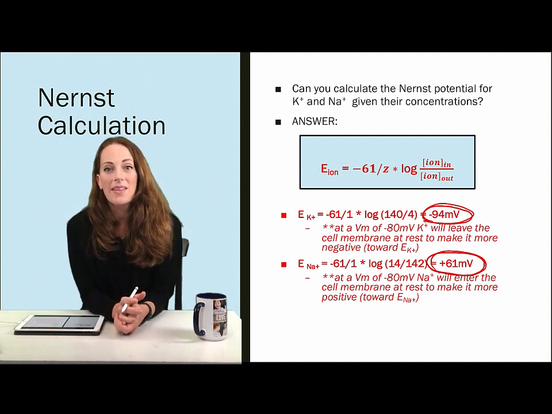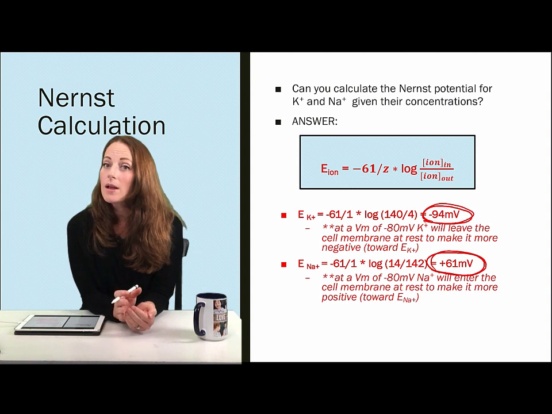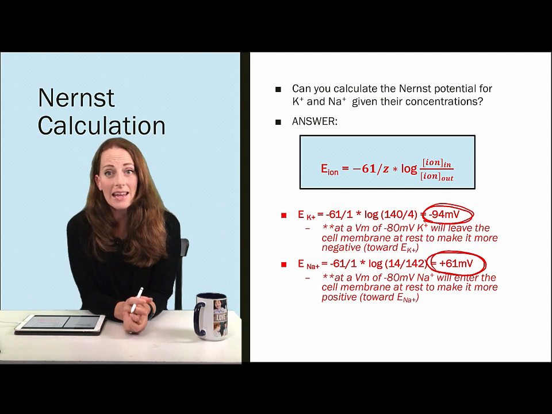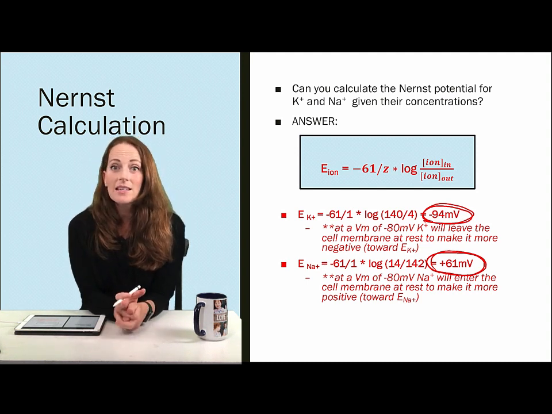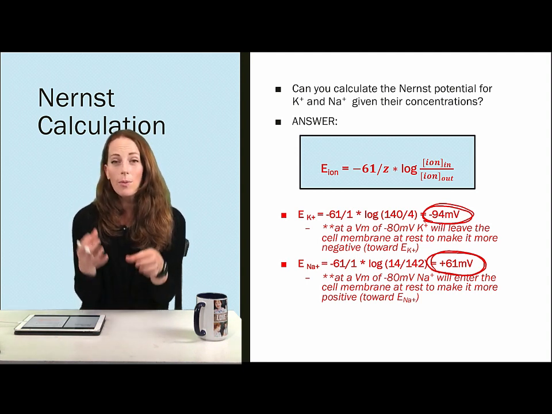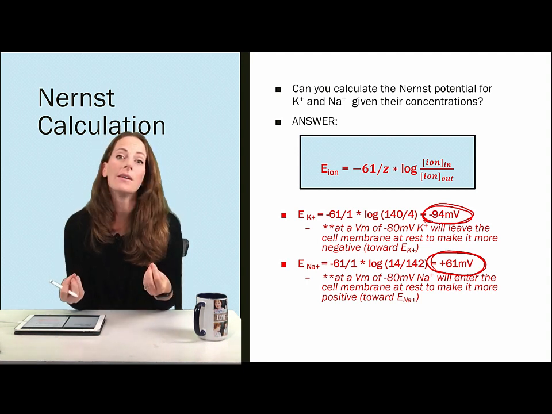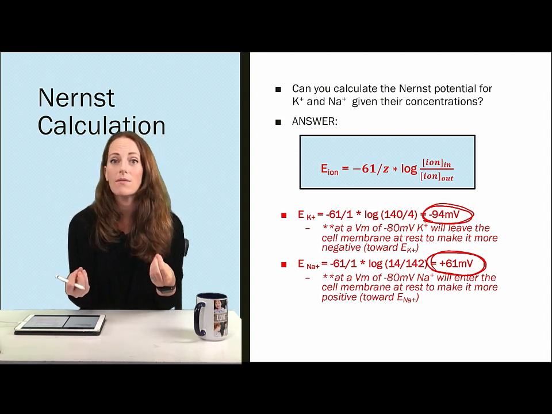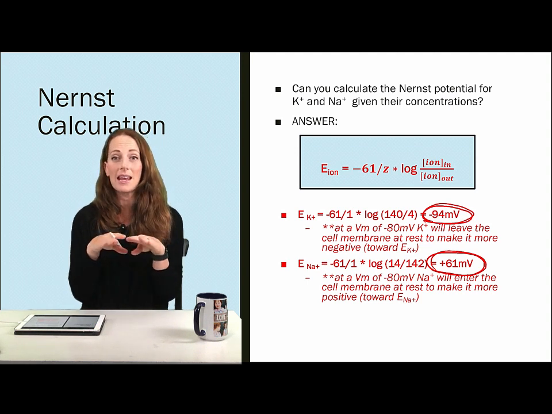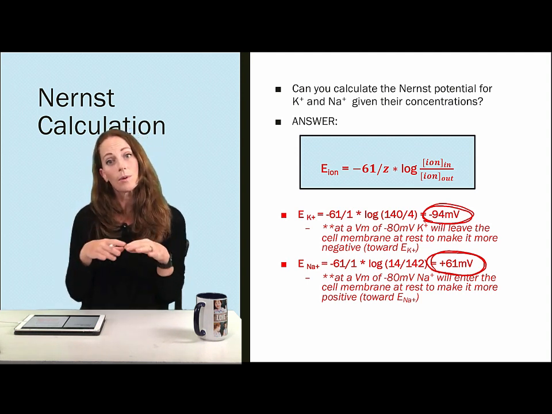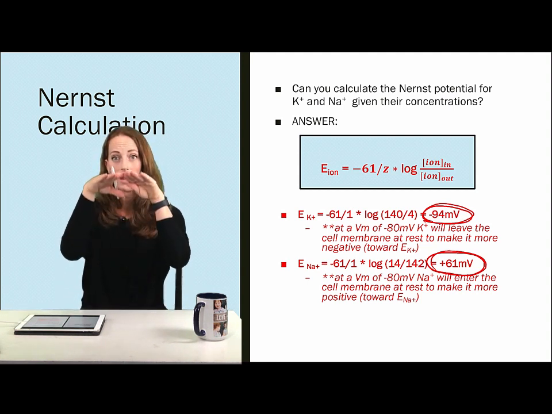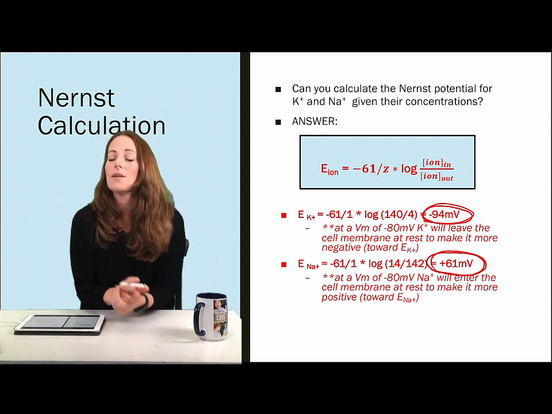So the way we think about this is, at a typical membrane resting potential of minus 80, if only potassium channels are open, they will hyperpolarize the membrane, bringing it from minus 80 down towards minus 94 millivolts. For sodium, at a typical membrane potential of minus 80, if only sodium channels are open or the sodium channels are dominant, they're going to depolarize the membrane up towards positive 61 millivolts.